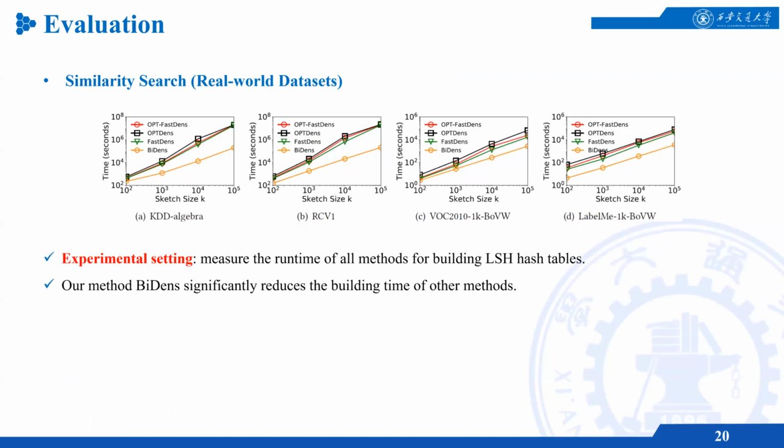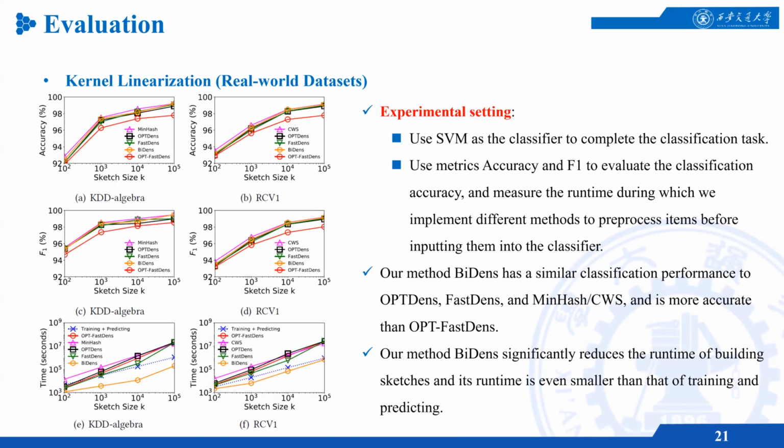Meanwhile, for the similarity search task, we also measure the runtime of our methods for building LSH hash tables, and we notice that our method significantly reduces the building time of other methods. Furthermore, we extend our densification method to kernel linearization. Here, we use SVM as a classifier to complete the classification task. And we use accuracy and F1 score to evaluate the classification accuracy. And we measure the runtime during which we implement different methods to pre-process items before inputting them to the classifier.